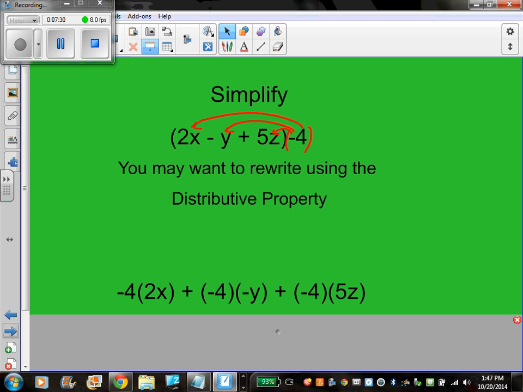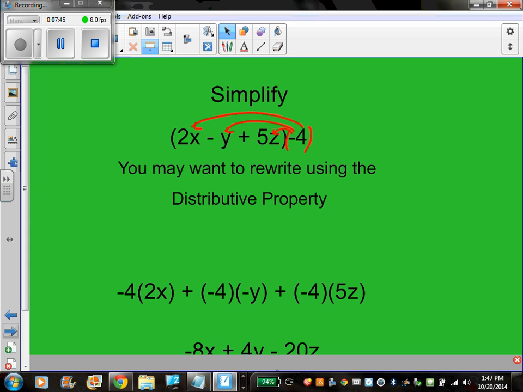We have the negative 4 multiplying each of those parts. We have negative 4 times 2x. And then we're adding negative 4 times negative y. And then we're adding negative 4 times 5z. And now it's just a matter of doing those multiplications.